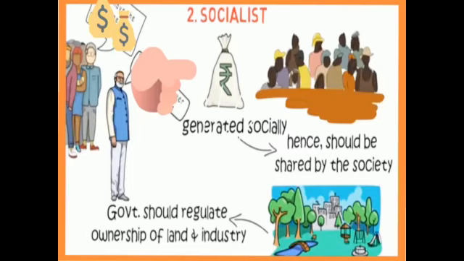Indian socialism is a blend of Marxism and Gandhism, leaning heavily towards Gandhian socialism. In simple terms, you can say wealth is generated socially and should be shared equally by society. Government should regulate the ownership of land and industry to reduce socio-economic inequalities.